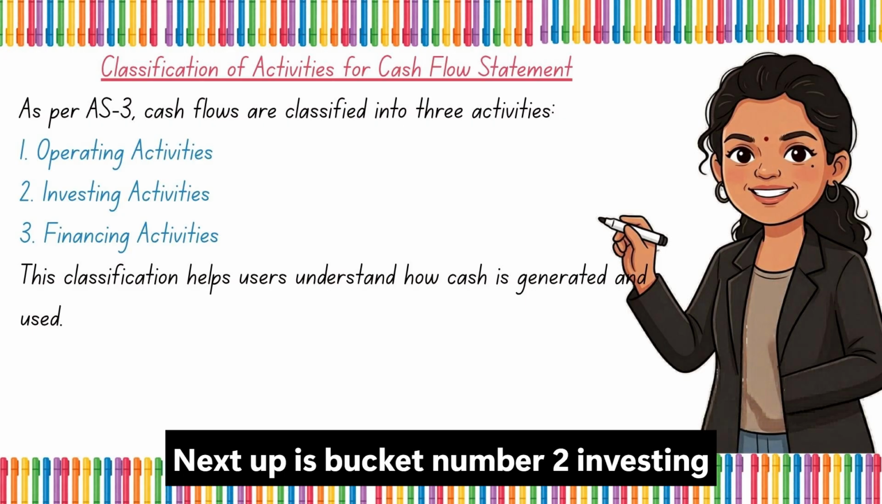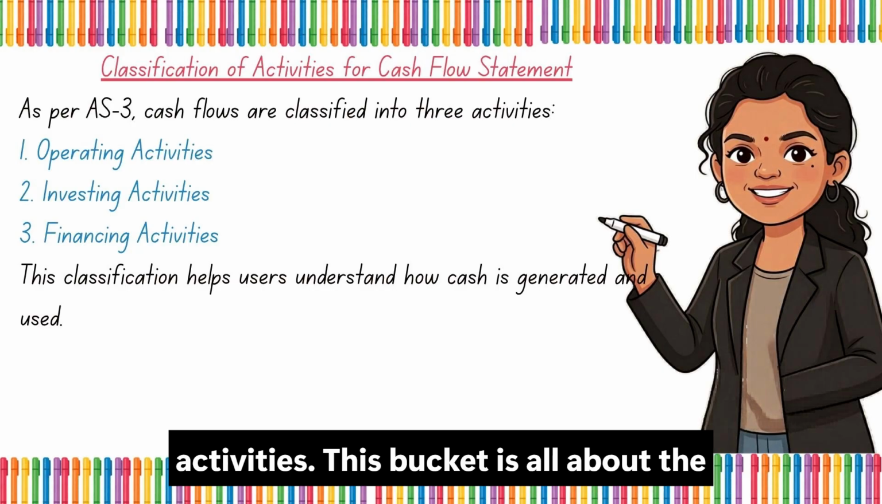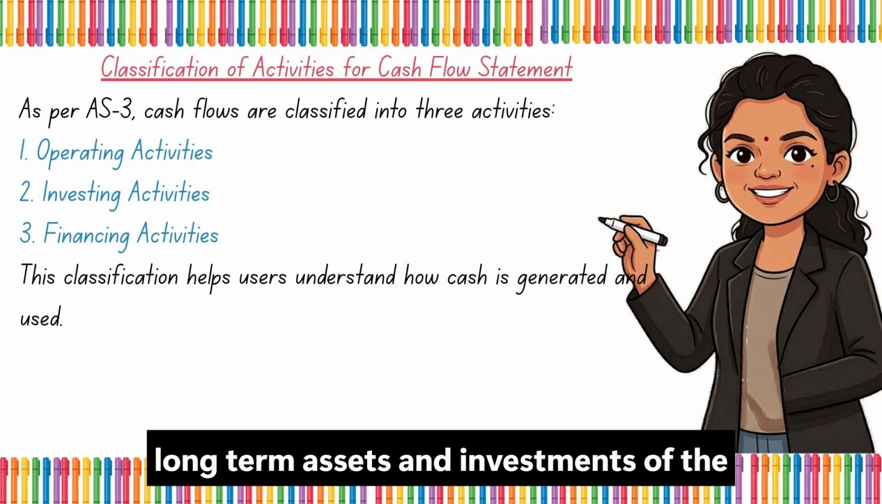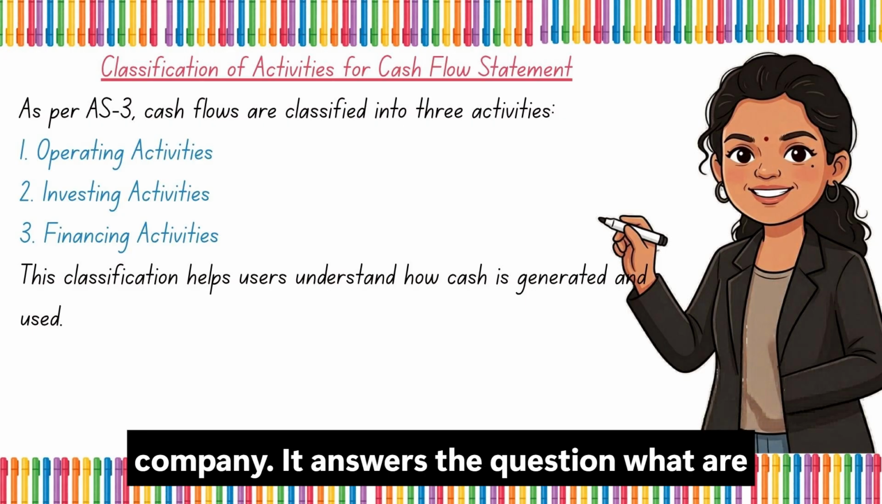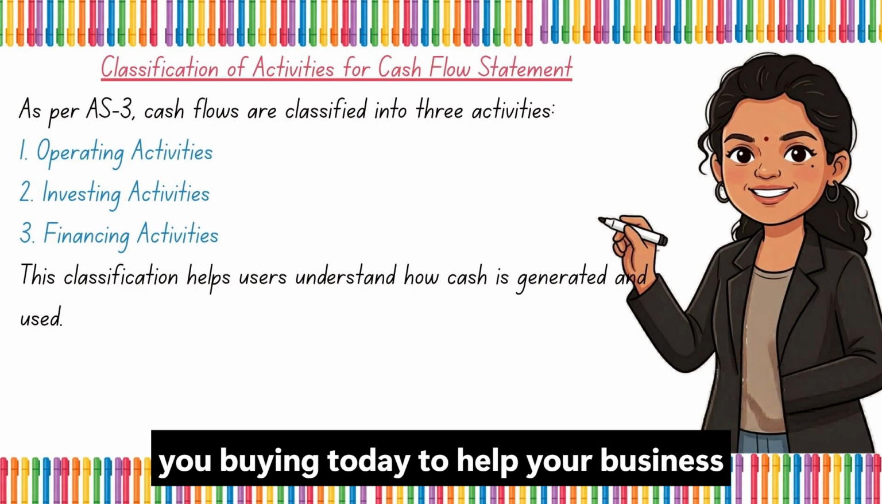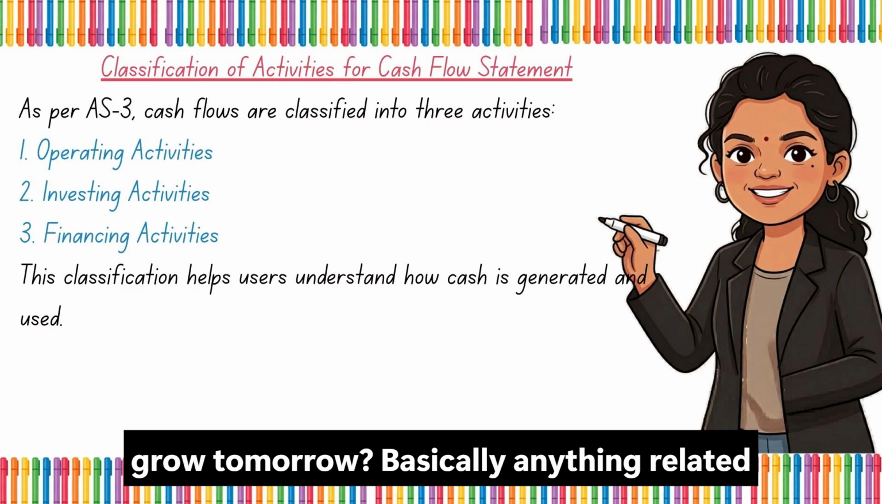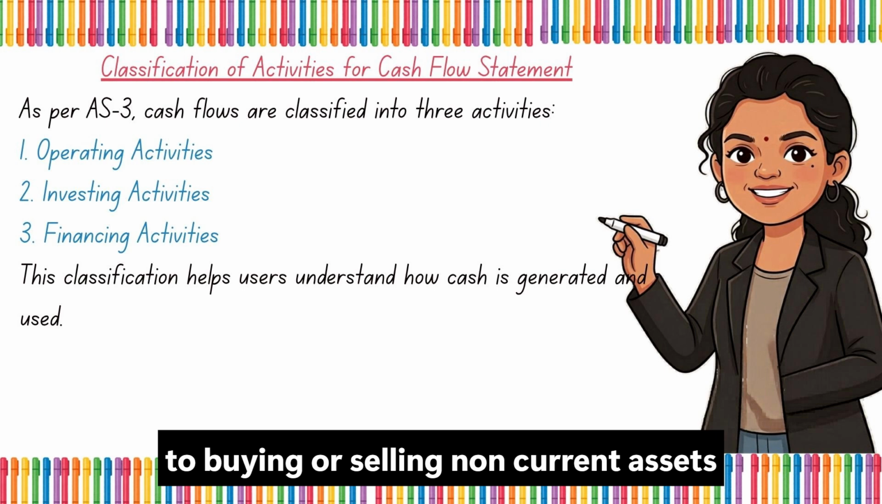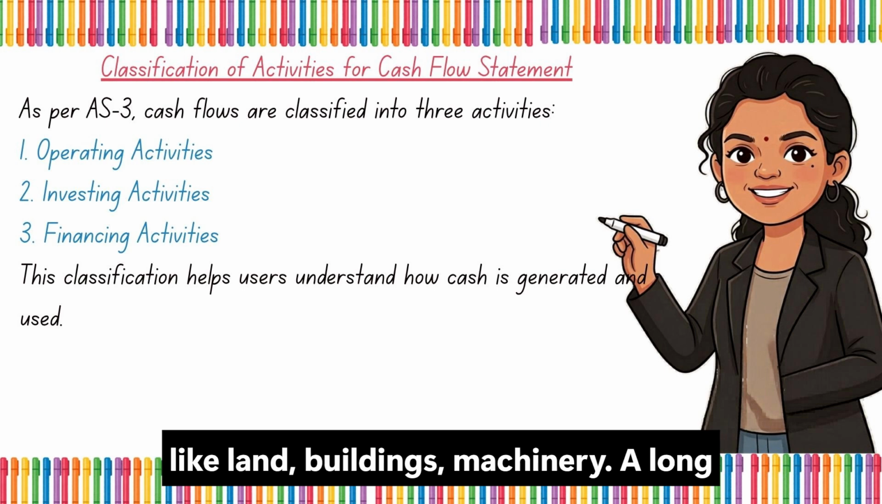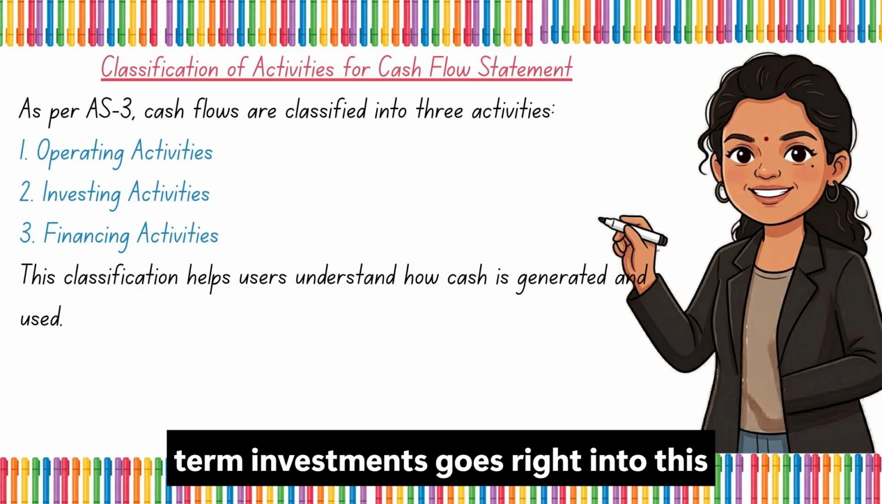Next up is bucket number 2, investing activities. This bucket is all about the long-term assets and investments of the company. It answers the question, what are you buying today to help your business grow tomorrow? Basically, anything related to buying or selling non-current assets like land, buildings, machinery, or long-term investments goes right into this bucket.